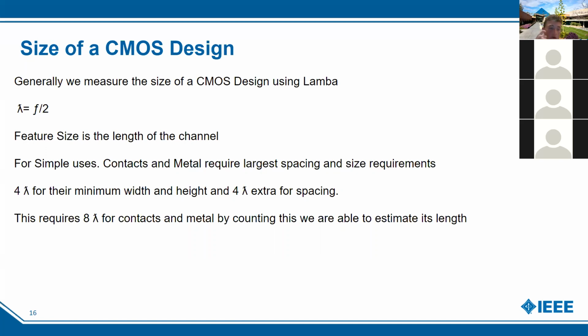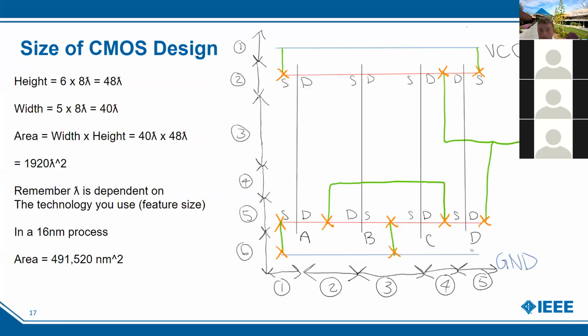So the contacts are four lambda wide and they need an extra four lambda of spacing. That way there are no actual issues. The same goes for the metal that is connecting all of the different parts together. They need four lambda in width, and then four lambda extra for spacing so that they work properly. And so this requires 8 lambda in total for the contacts and metal. We can get the sizing of our schematic by counting the different contacts and metal wires that we have and multiplying by 8 lambda.